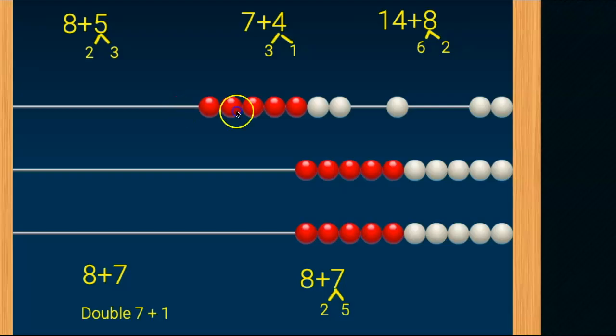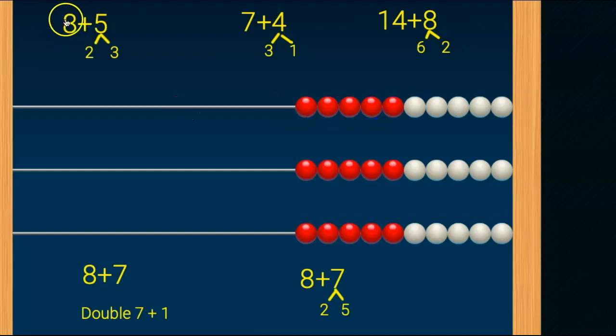Let's look at a few more. Here, if we have 8 plus 5, we know that if we have 8 and 2 more, it will make 10. So we can decompose 5 into 2 and 3. Then we can make our 10 and add the rest, 3 more.